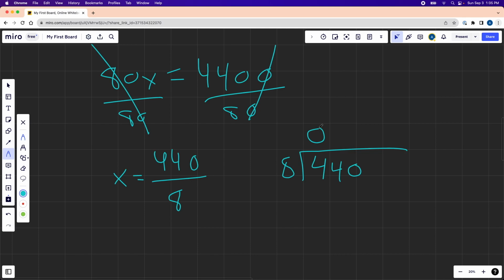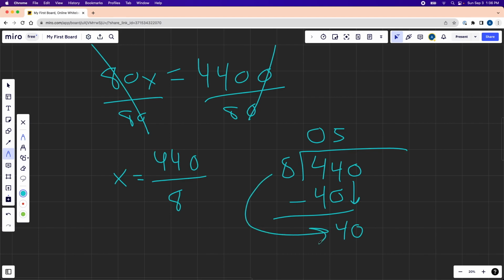And now we move on to the next number. How many times can 8 go into 44? Well, that will be 5, because 5 times 8 equals 40. And then we subtract there. 44 minus 40 is going to give us 4. We ask ourselves again, can 8 go into 4? No, it cannot. So we need to drop down that 0. And now we have 40.